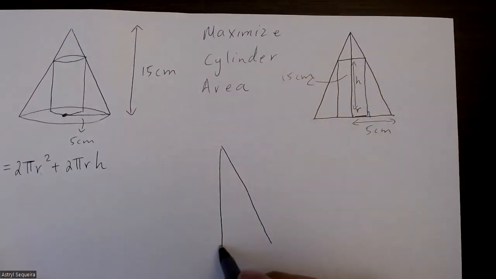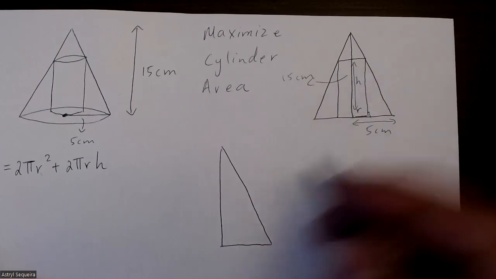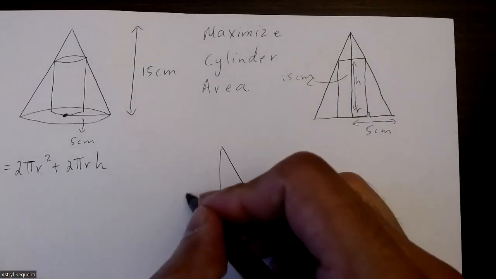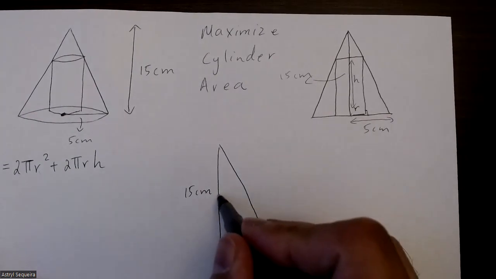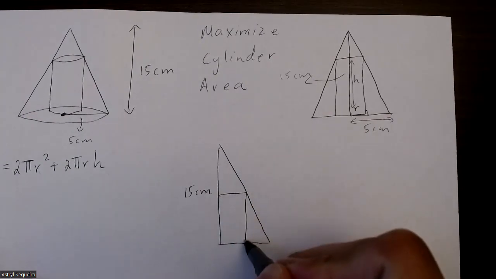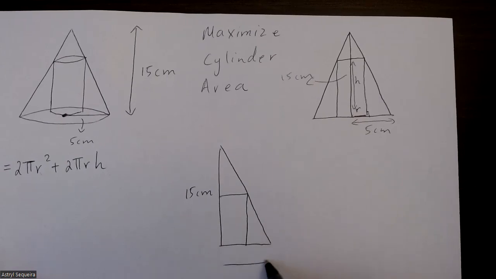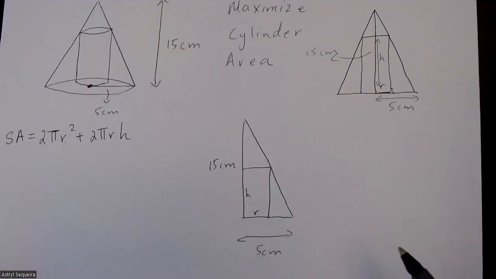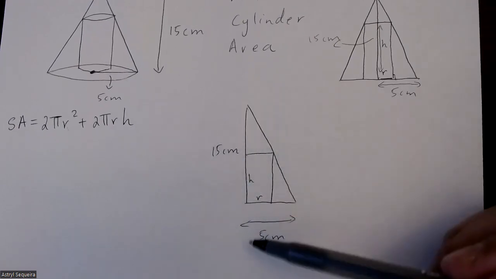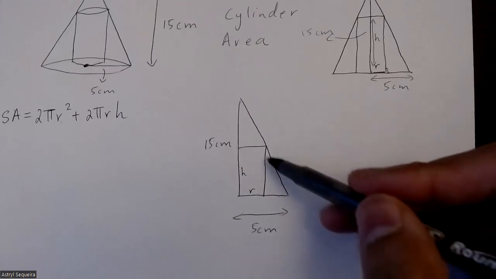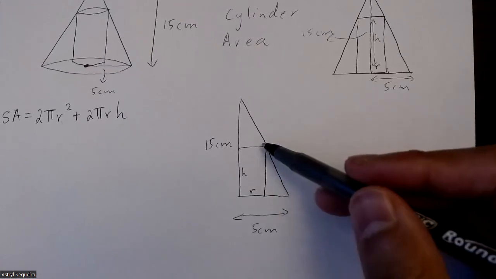So I've just redrawn this half of the triangle over here. Remember, this whole thing is 15 centimeters. And then I'll just draw the half rectangle in here. This whole thing is 5 centimeters. This little bit is my radius, and this little bit is my height. So now I'm going to use similar triangles to solve this. I'm going to compare the big triangle here to the small triangle over here.